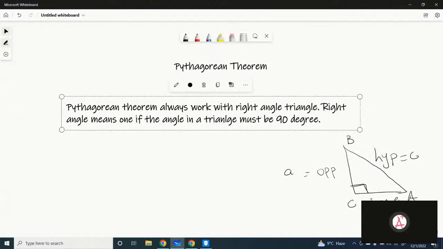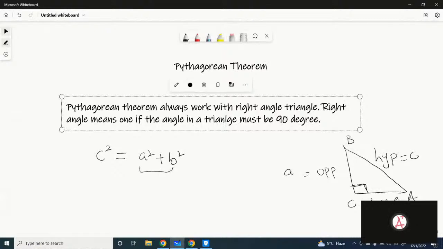So the Pythagorean theorem is: the hypotenuse squared must equal the sum of squares of the other two sides. Got it? The hypotenuse is always the greatest side length in a triangle. Because it is the sum of squares of the other two sides, it is greater than the other two sides.